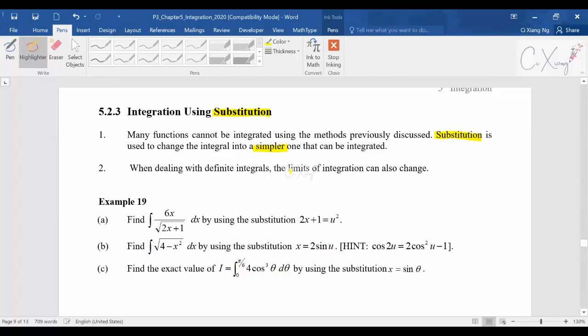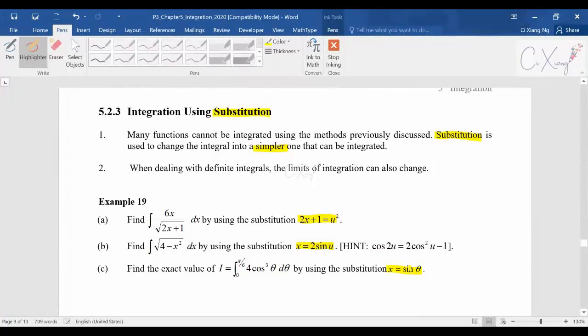For our syllabus, substitution questions are quite simple because they give you a very obvious hint. As an example, at the end of the question, they give you something like this: 2x plus 1 equals u squared, x equals 2 sine u, and then x equals sine x. All these equations hint that you should use a substitution to solve the question. But only in A level.